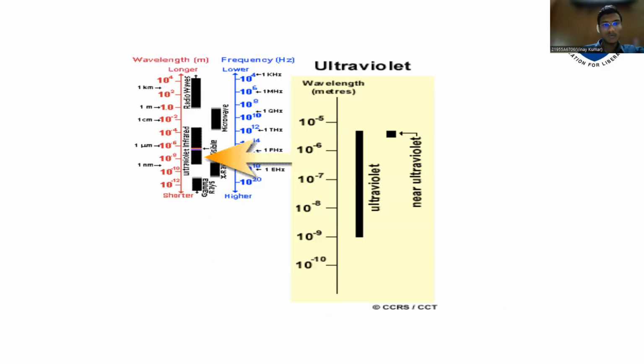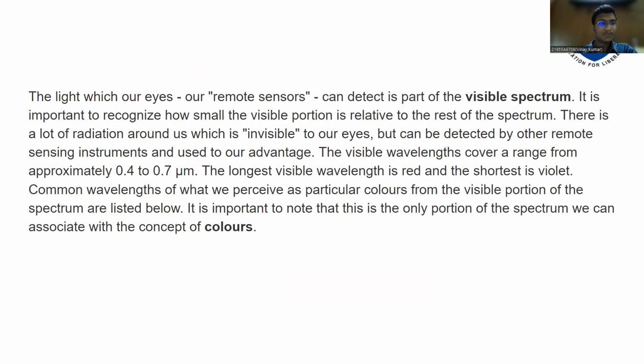Ultraviolet comes in at around 10 to the power of minus 6, so its wavelength is 1 micrometer. The wavelength in meters, from 10 to the power of negative 10 to 10 to the power of negative 5, is where we have the ultraviolet.